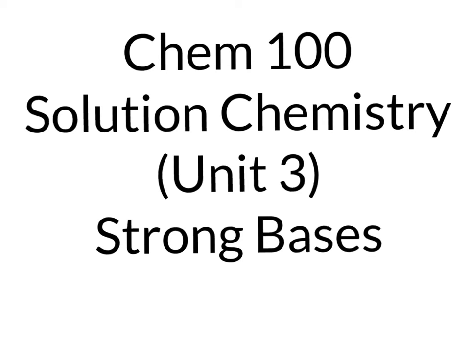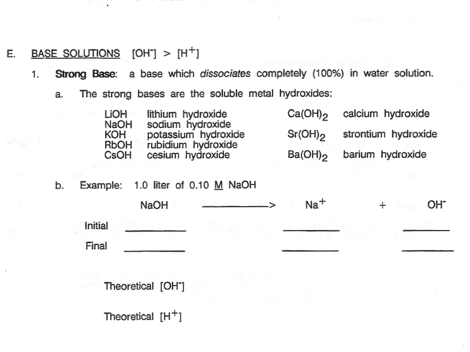In this video, we'll be showing how to find the hydrogen and hydroxide ion concentrations of strong bases. Now let's focus on basic solutions. Basic solutions are solutions that have more hydroxide than hydrogen ion. Like acids, we have both strong bases and weak bases. The strong bases are things that are completely dissociated, 100% dissociated in water.